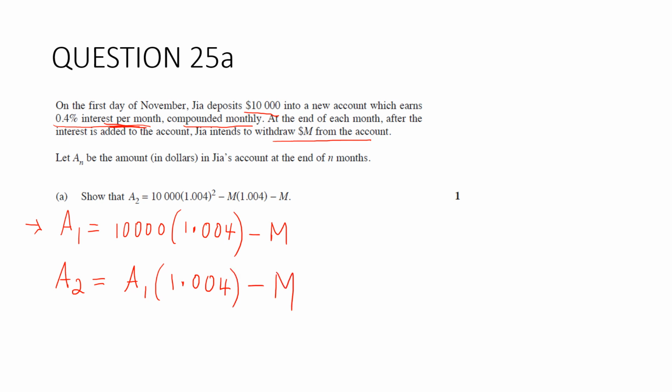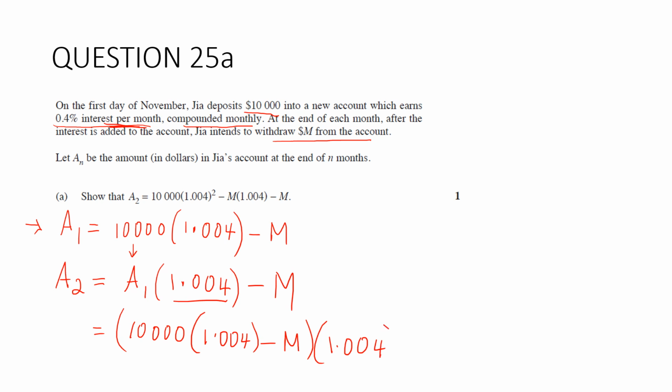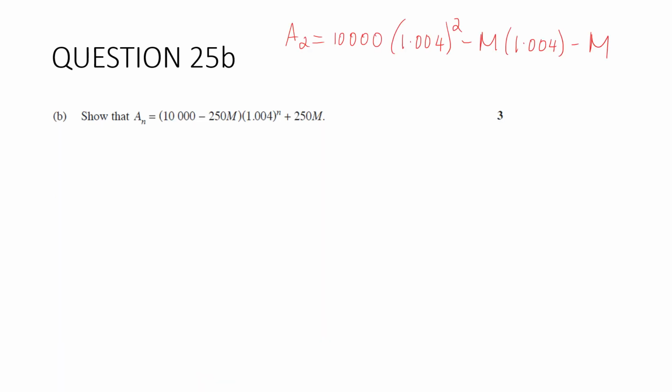Now substituting in here, we're going to get, put it in brackets, 10,000 times 1.004 take M, multiplied by 1.004 take M, and if we just tidy that up, we're going to get the right answer, which is going to be 10,000 times 1.004 squared take M times 1.004 take M.